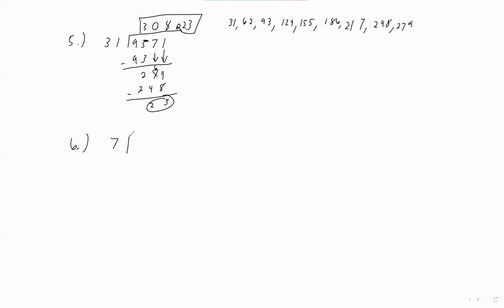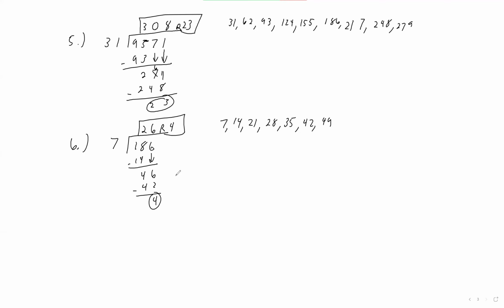We have 7 divided by 186. So 7 doesn't go into 1. 7 goes into 18. I can see 2 times. So 2 times 7 is 14. 18 minus 14 is 4. Then I got 6, and then I can go, all right, well, that's going to be 28, 35, 42, 49. So that's as far as I can go. So 1, 2, 3, 4, 5, 6. 6 times 7 is 42. Subtract the 4, so that's my remainder. So I have 26 with the remainder of 4.